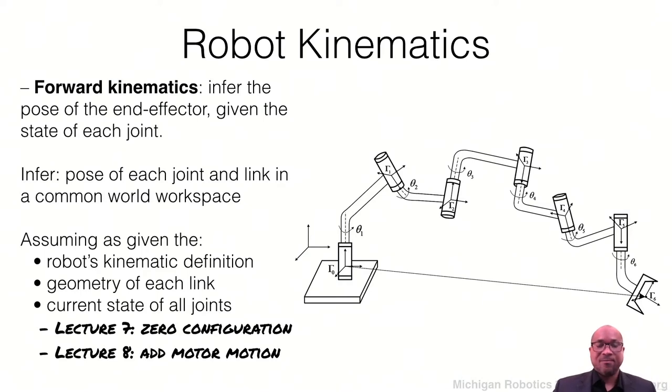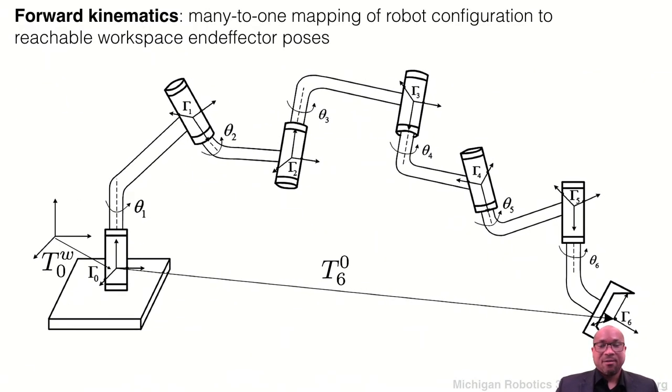And so in this lecture, we're going to assume that the joints are not moving. There are no motors associated to the joints. In the next lecture, we're going to add what we need in order to consider the rotation or translation of every motor and factor that into the forward kinematics formulation. And so forward kinematics is formally described as a many-to-one mapping from configurations to the reachable workspace of end effector poses. Configuration is a way for us to talk about the joint states of the robot, and workspace talks about the 3D space all around the robot.